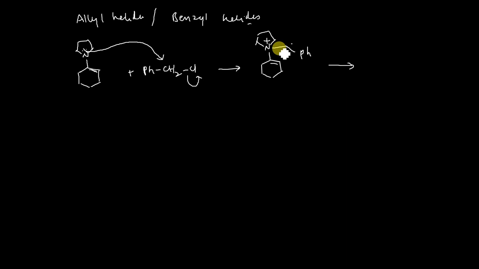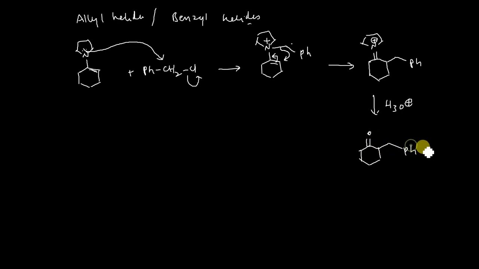This N alkylated product then undergoes migration onto this carbon, which gives you a C alkylated product. That is the advantage of using benzyl halide in this reaction. Once you get this C alkylated product, you can go further with hydrolysis of this iminium salt, which gives you your required alkylated product. This is the reason why we use more reactive organohalides in this Stork Enamine reaction.